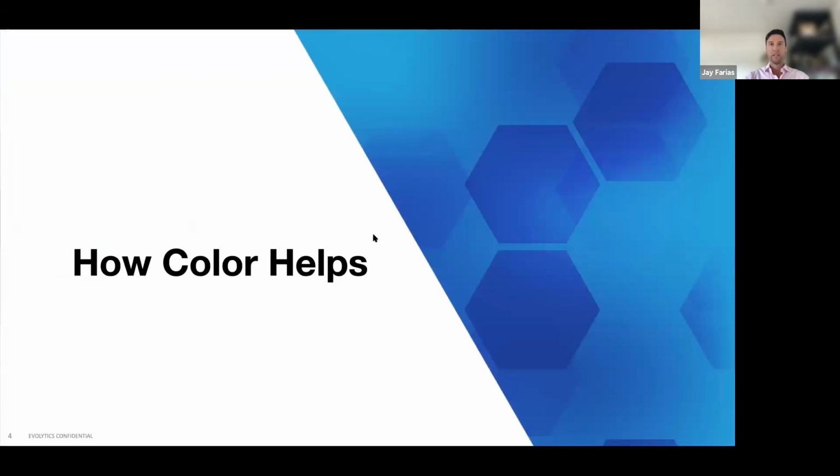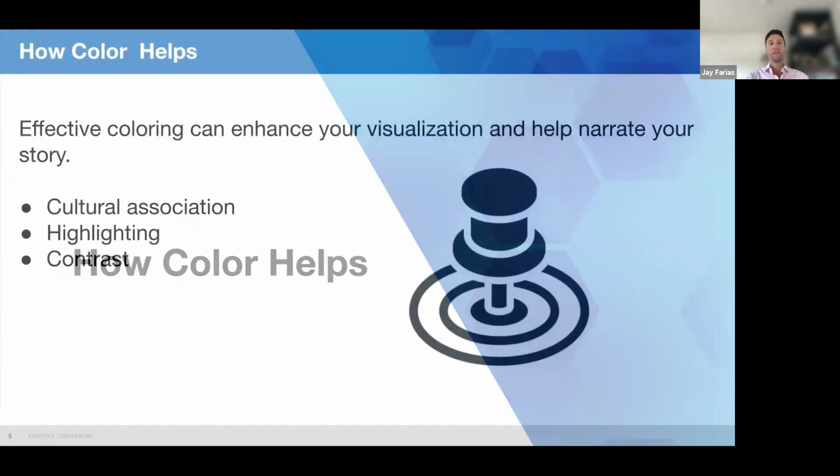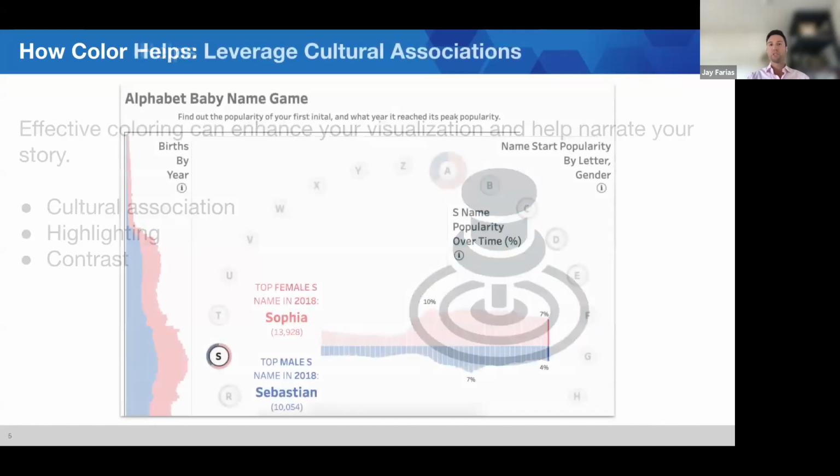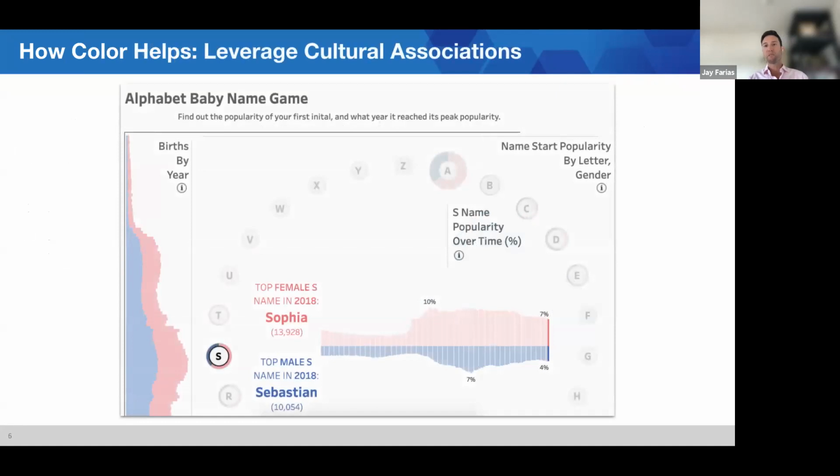Okay, so how color helps. Effective coloring can enhance your visualization and help you narrate your story. And it does this, and I'm going to highlight 3 different ways: cultural association, highlighting, and contrast. And so we'll go through a palette for each one of these, and then I'll show you an example. All of these examples are actually provided by my co-host, Liam Huffman, today. These are all on his public Tableau profile. He's done some nice work up there. So I just thought I'd use his.